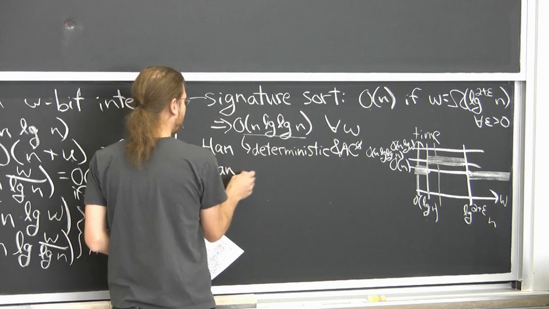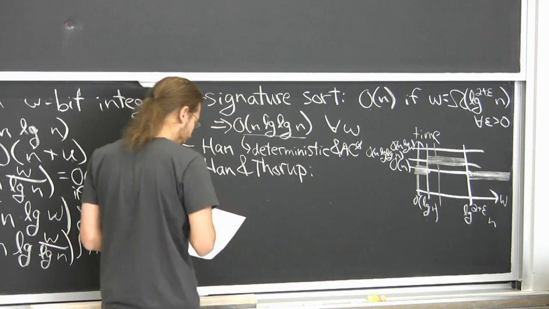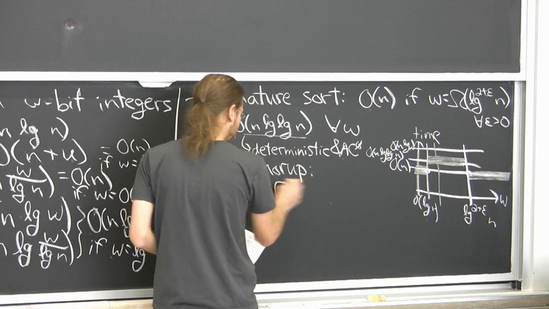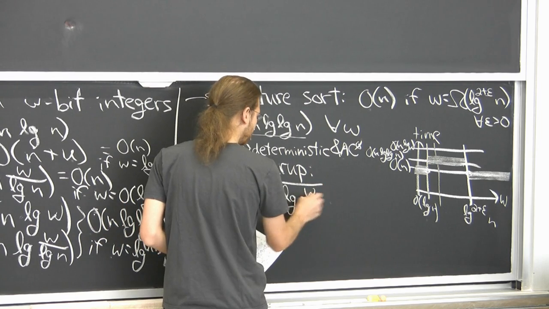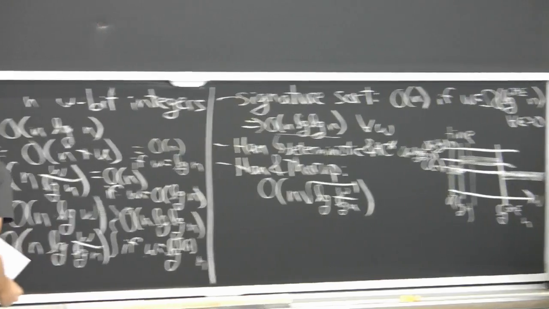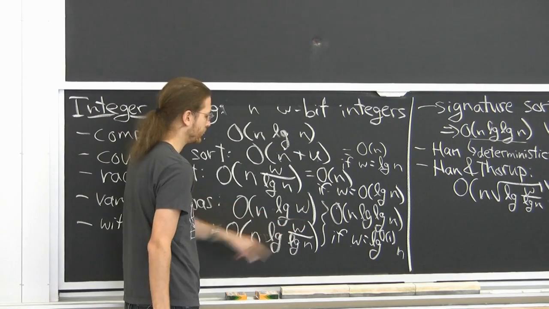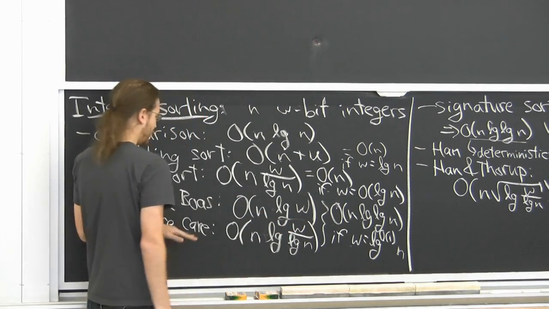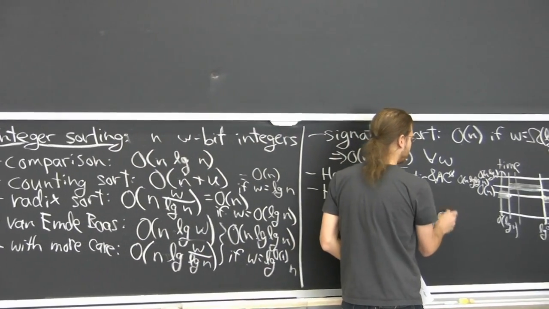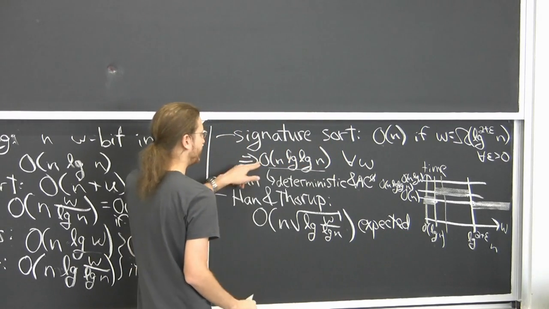And the current best result on sorting is by Han and Thorup in 2002, so a while ago. They achieved n square root log w over log n, which is similar to this bound, just has an extra square root here. So it's a little bit better than van Emde Boas sort. It uses some clever tricks. It is randomized. So still the best deterministic bound is n log log n.